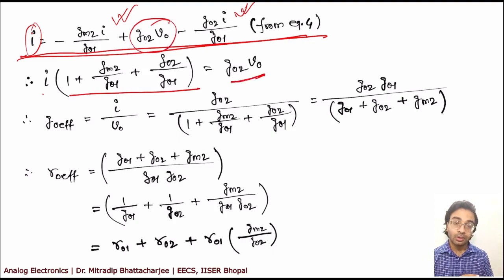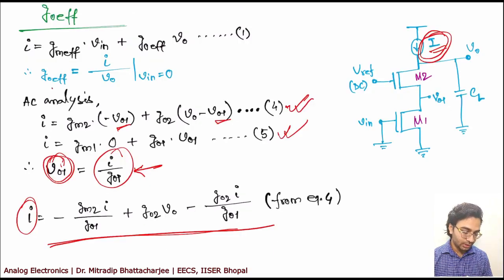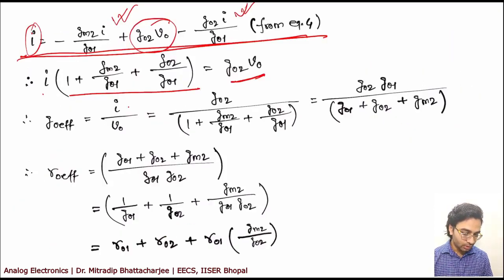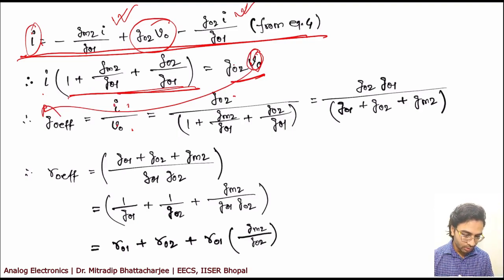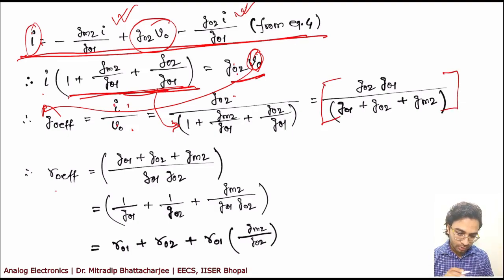So your GO effective will be I by V0. G effective is I by V0 considering V in equal to 0, that we already have considered. So your I value is, you can replace your I value from here, which will be GO2, or just simply put this V0 in this side. So you will have I by V0, which is equal to G02 divided by the entire term here, which came here. Do some simple simplification. You will find the term is similar to this. So your RO effective is this value.